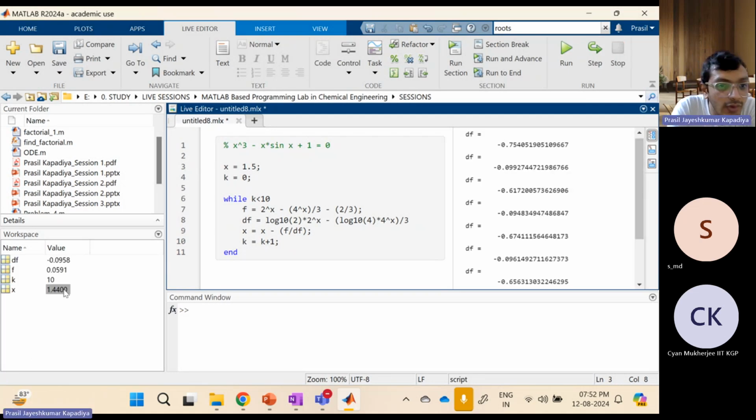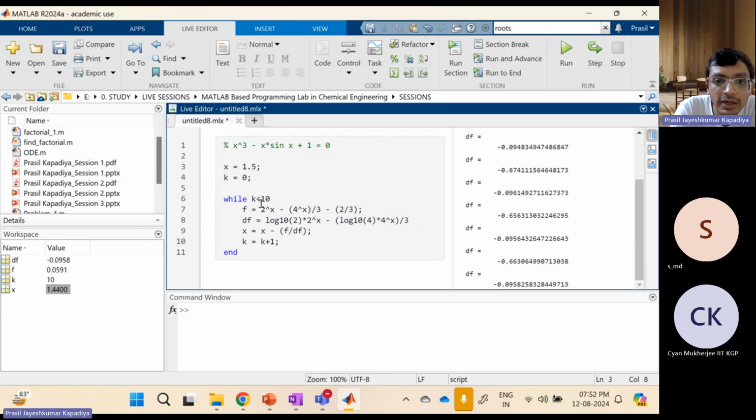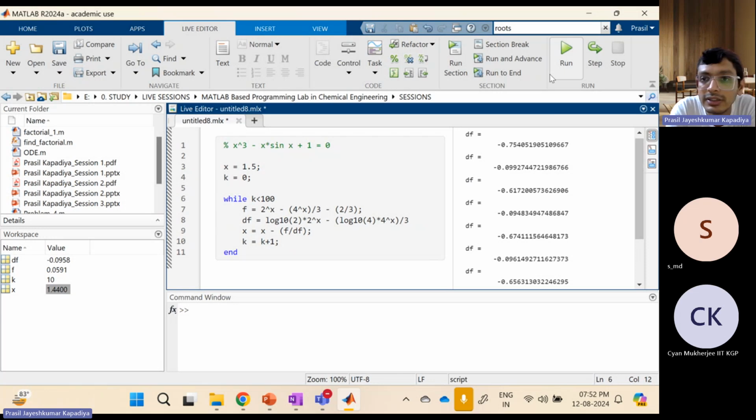Let's see what we are getting. We are getting 1.440. Okay, we will have to increase our iteration. Let's say it's 100. Okay, it is 1.440 only that we are getting.